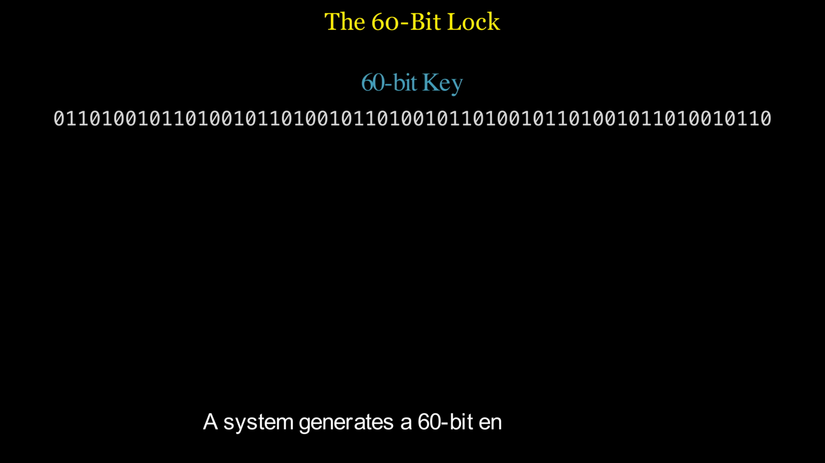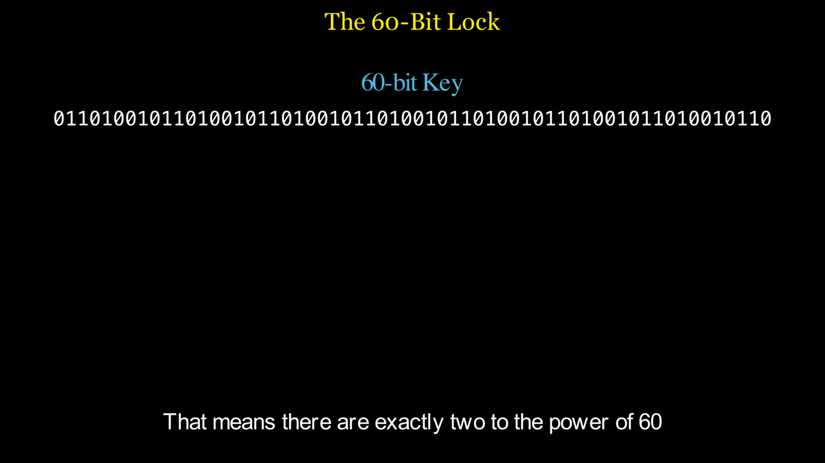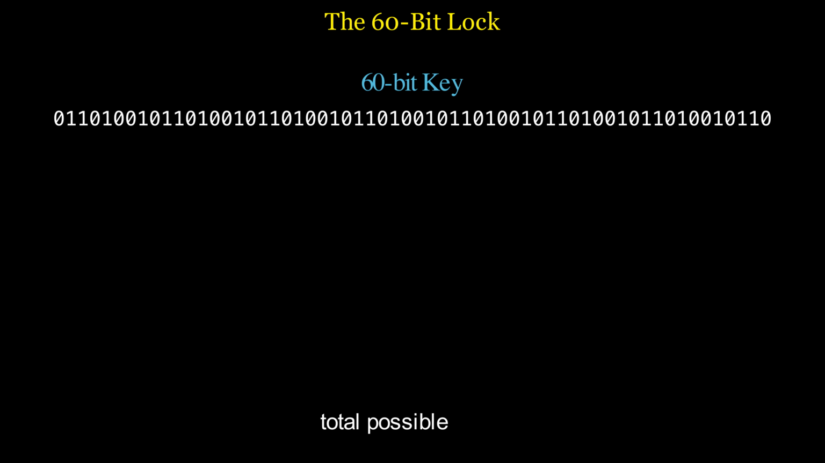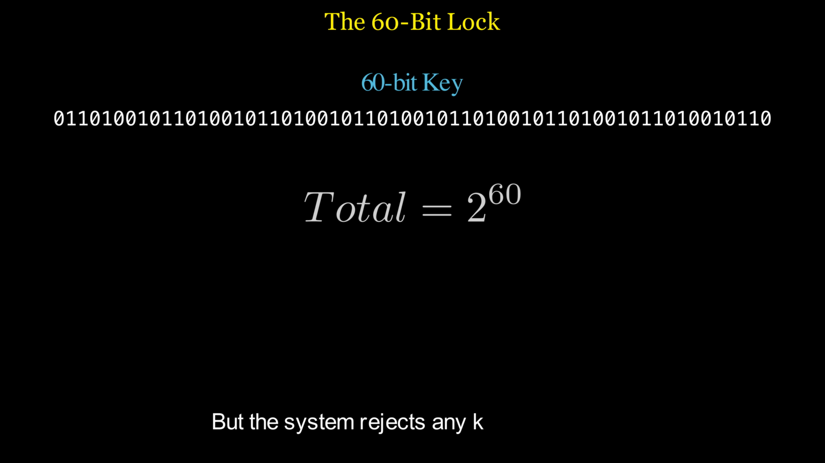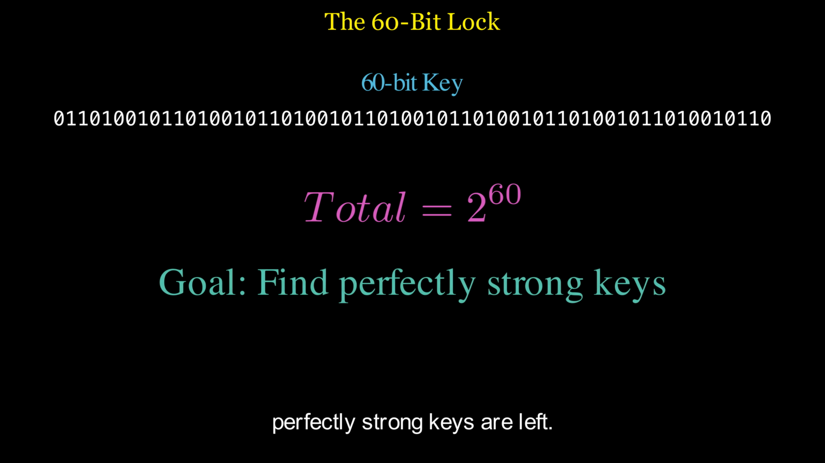A system generates a 60-bit encryption key. That means there are exactly 2 to the power of 60 total possible keys. But the system rejects any key that is just a shorter sequence repeated multiple times. For example, a 12-bit sequence repeated 5 times, or a 2-bit sequence repeated 30 times. We need to find exactly how many perfectly strong keys are left.